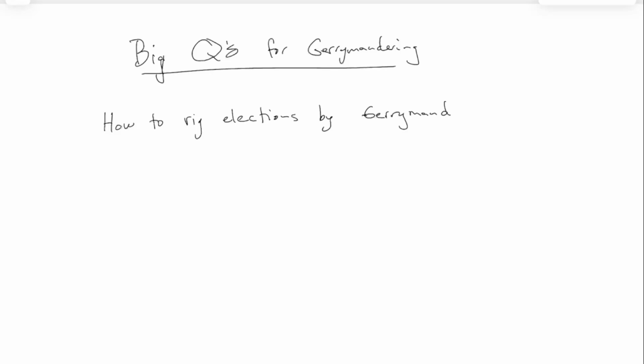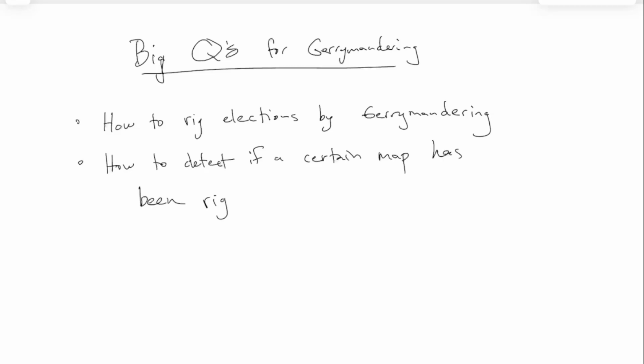This is an undemocratic thing to do in real life, but if you want to understand how it works, we should talk about how you actually do this. How to rig elections by gerrymandering. And then secondly, how to detect if a certain map has been rigged by gerrymandering.